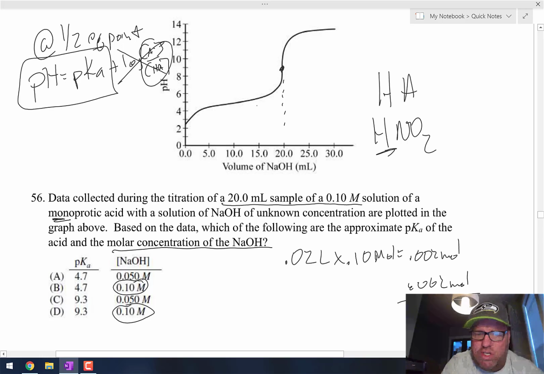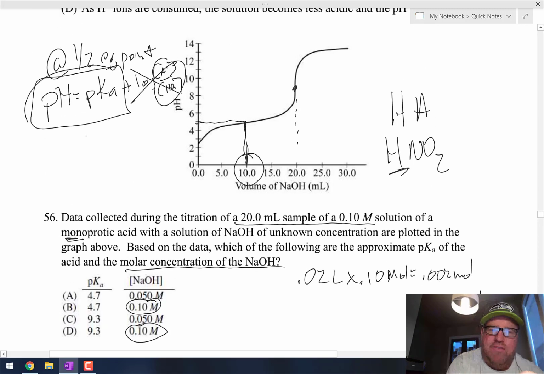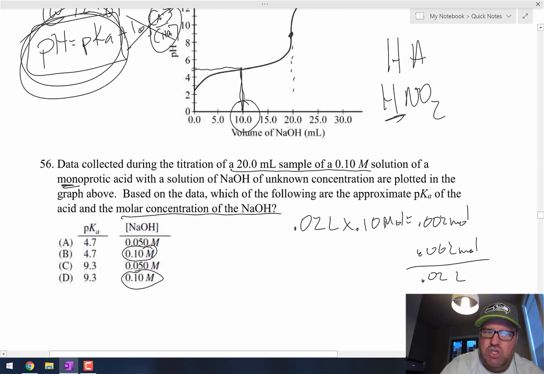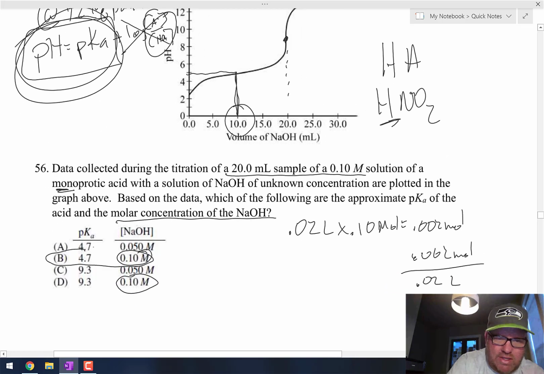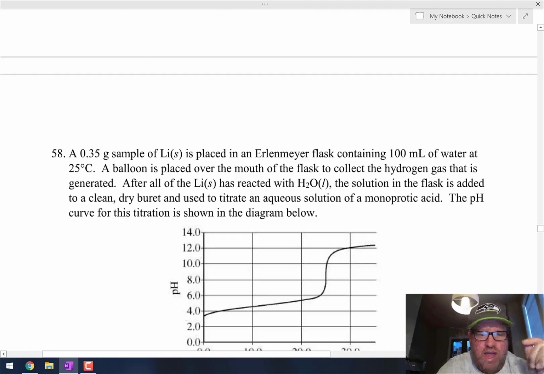So if the equivalence point is 20, the half equivalence point is 10, which means we go up to here, we go over, and it looks like it's somewhere just right underneath 5. So if the concentration of NaOH is 0.10 and the pKa, or the pH, is 4.7, then again at the half equivalence point, the pH equals the pKa. The correct answer is B. And again, it all comes back to this idea of the pH equals the pKa when you're at that half equivalence point.